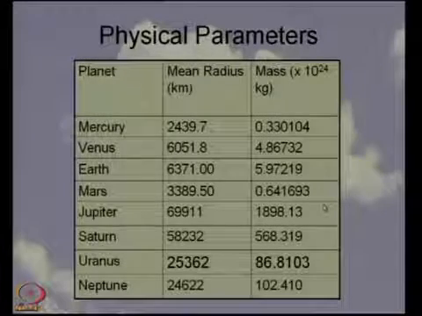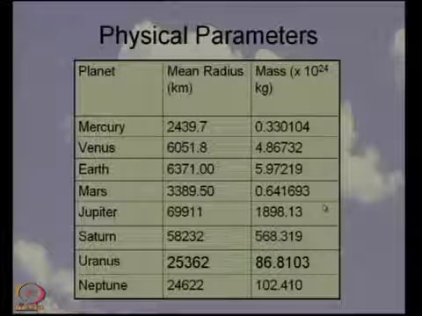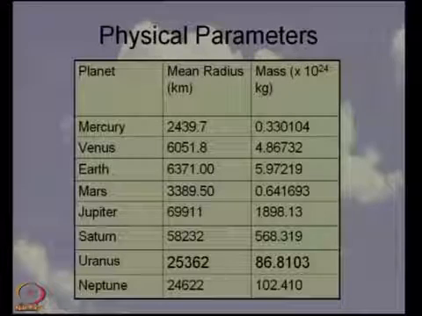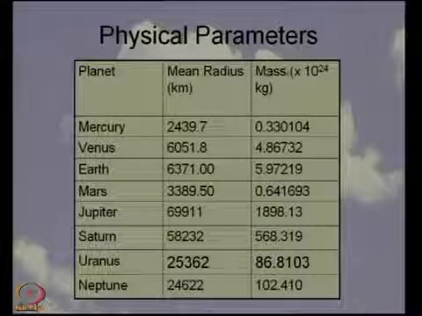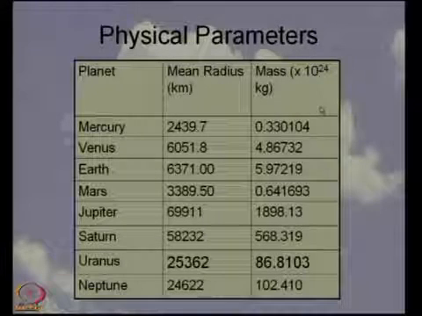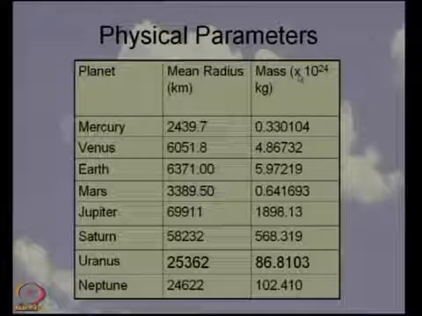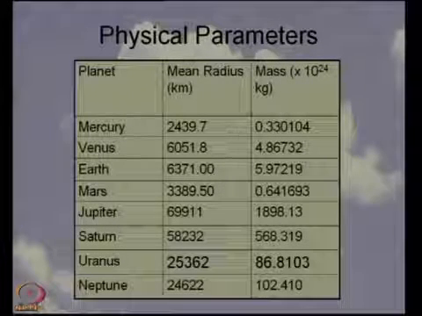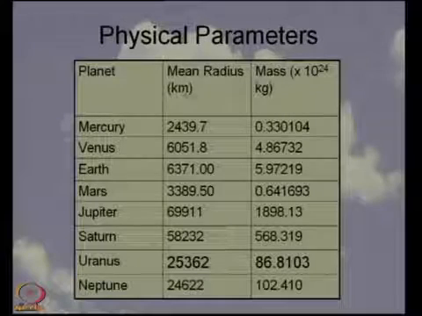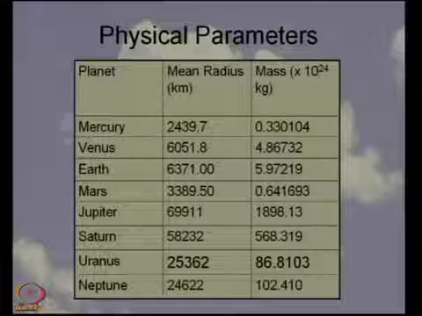Okay. Some more parameters about the planets and their orbits. So, let us just look at this. These are some physical parameters, the mass and the radius. Okay. The mean radius and the mass. The radius can change along the equator and the poles. So, this is the mean radius of the planets, and this is the mass. The radii are in kilometers, and the mass in 10 to the power 24 kg.